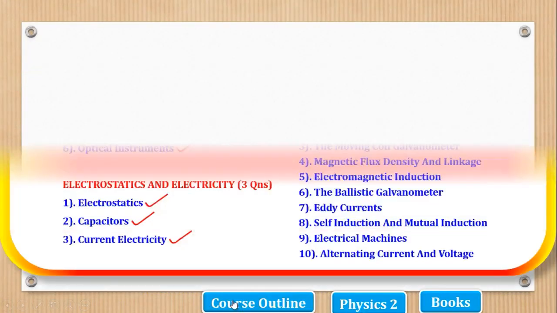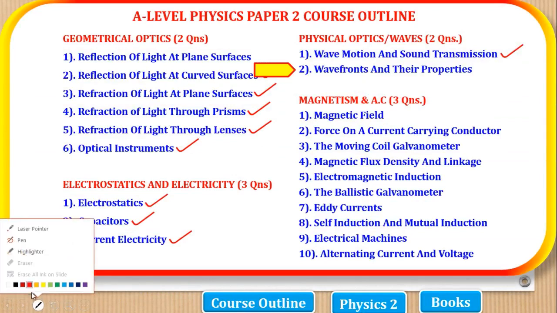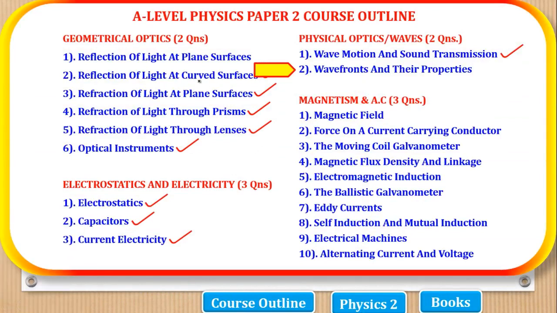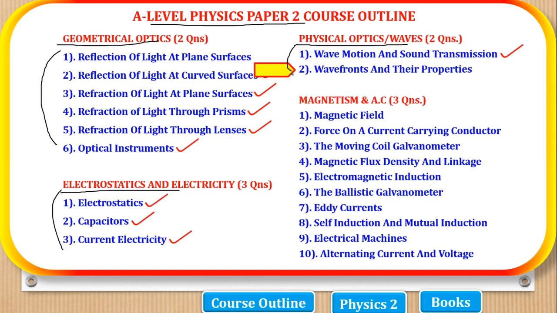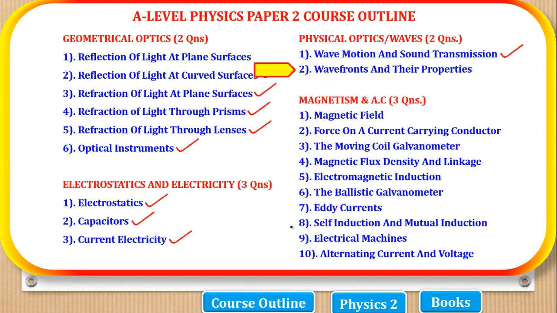So before we start, let's first look at the course outline of this paper. Physics paper 2 is divided into 4 parts. The first part is geometrical optics, where 2 questions come from these topics. The second part is electrostatics and electricity, where 3 questions come from these topics. Then you also have waves, where 2 questions come from these topics, and magnetism and AC, where 3 questions come from these topics. So in this video, I'm going to go through the part of wave fronts and their properties.